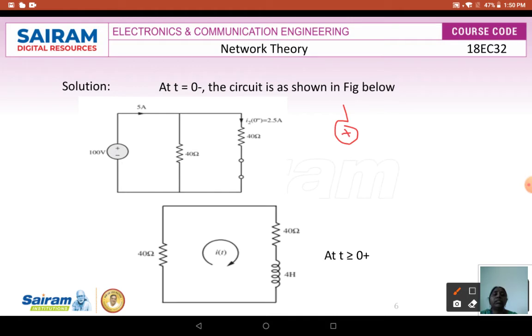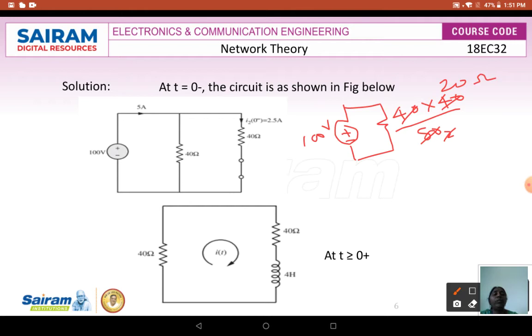So your equivalent circuit is going to be, this is plus minus, this is your 100 volts. You are going to have your two resistances in parallel. So it is going to be 40 into 40 divided by 80. So that means this is going to be 2, here it's going to be 20. So your total resistance is going to be 20 ohms.